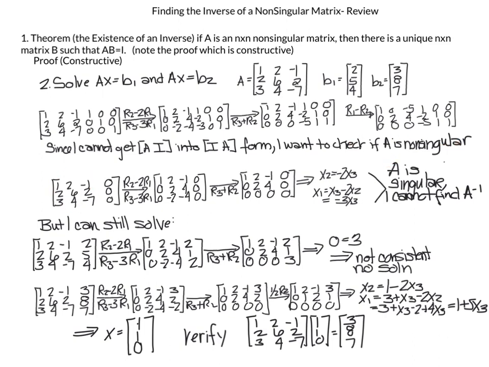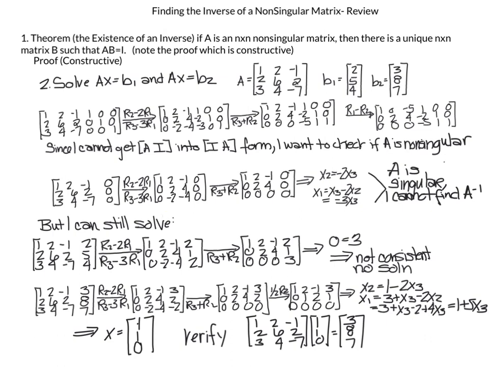So I looked at A, and I tried to solve the homogeneous equation, and you can see there is another solution other than the trivial solution. So A is singular, and so I can't find A inverse. But that does not mean that I can't find solutions for B1 and B2. It's possible that I can. If it's non-singular, that means there's a solution for every B that you want to put into this equation. But that's not to say if it is singular that no B's have solutions.